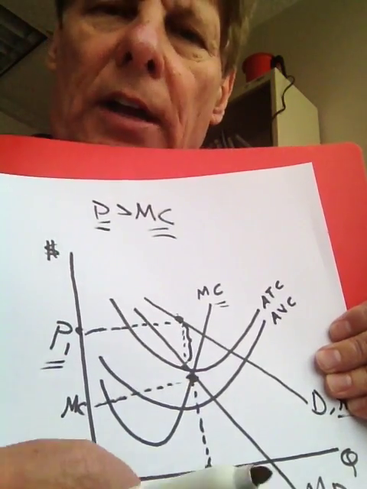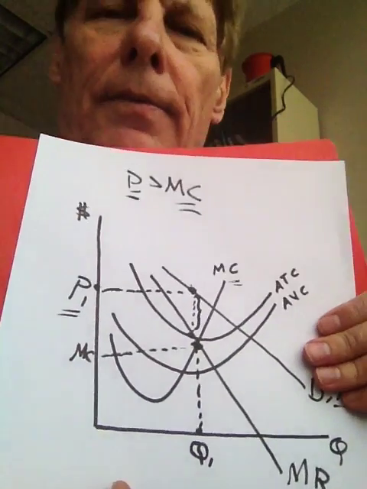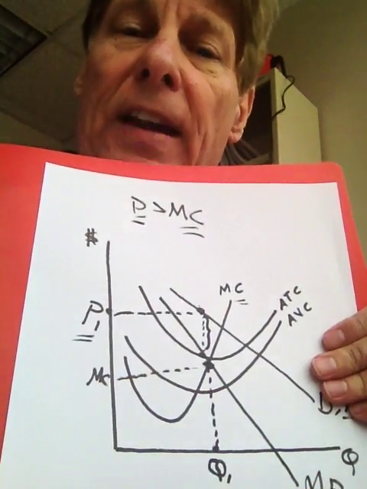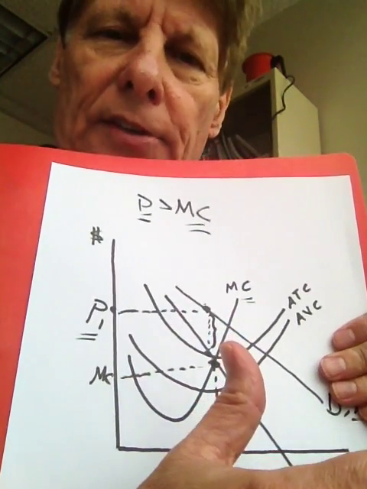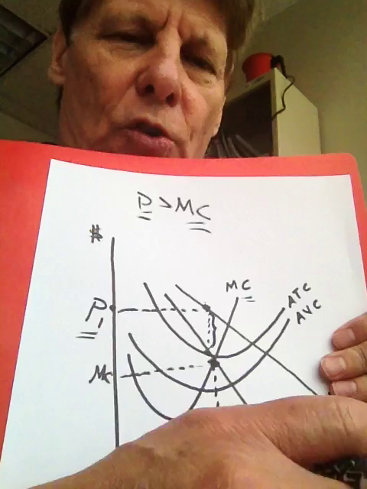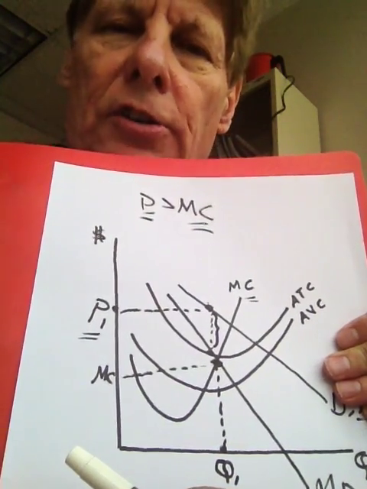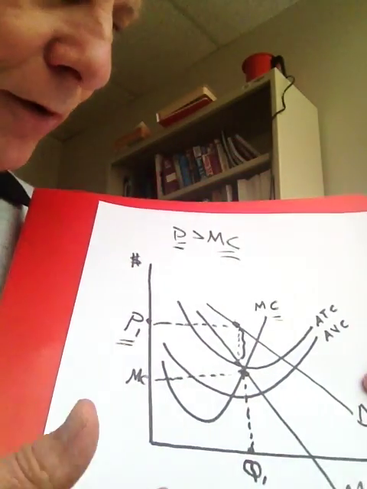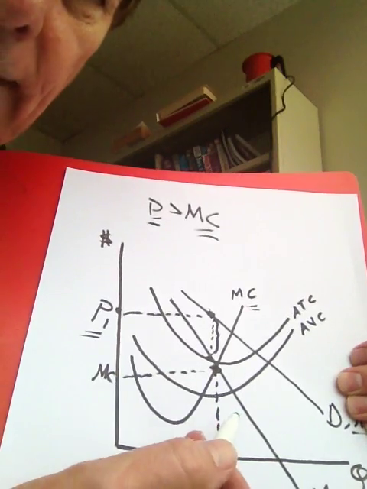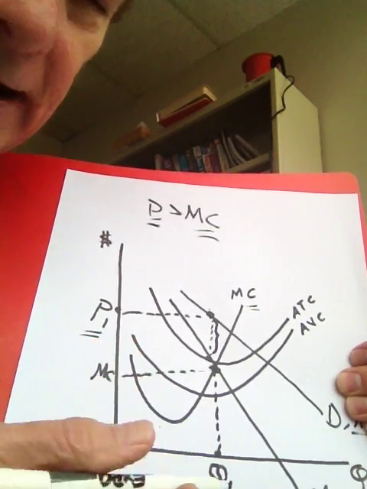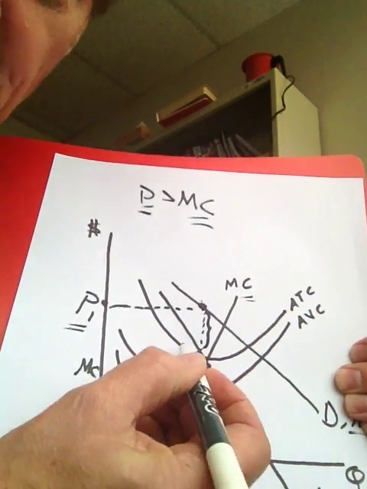Now let's check out productive efficiency. Productive efficiency is how effectively the resources that are being used in the industry are being utilized. Is the output being produced at the lowest per unit cost? Well, the way I have it drawn here, it does indeed appear that the average total cost is being minimized.